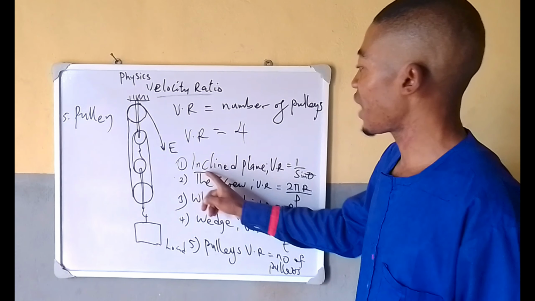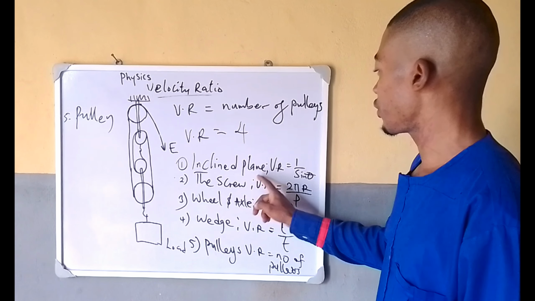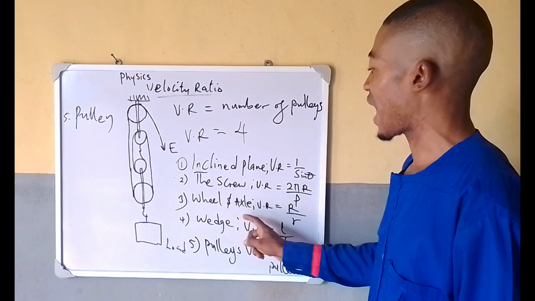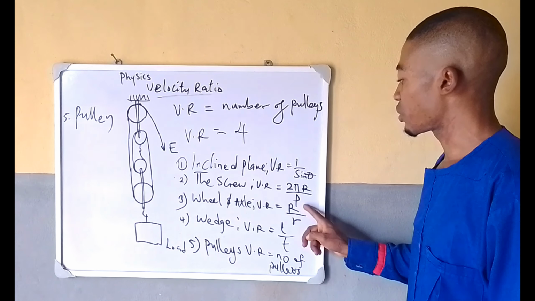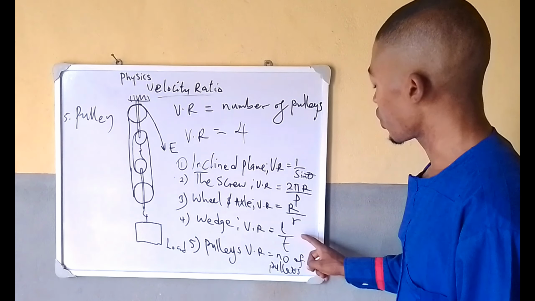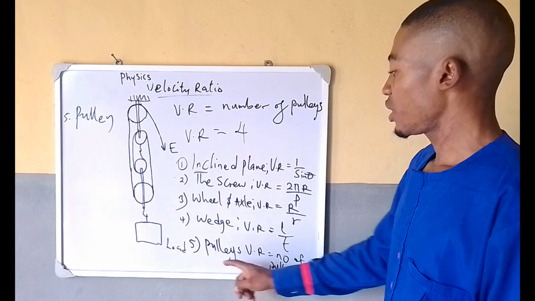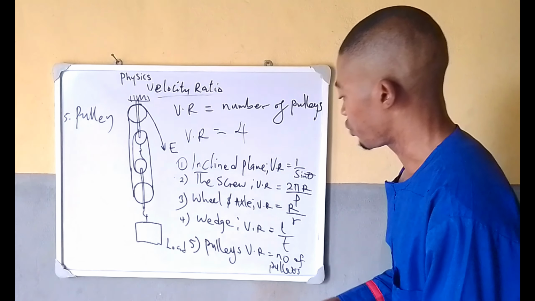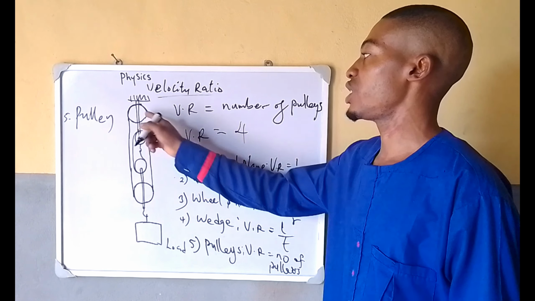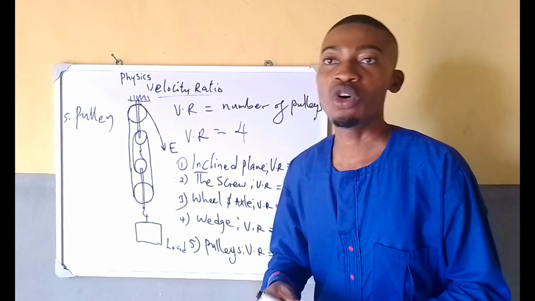You can see that the inclined plane, the velocity ratio is 1 over sine theta. The screw, the velocity ratio is 2 pi r over p. Wheel and axle, the velocity ratio is capital R over small r. The wedge, the velocity ratio is equal to slant height of the wedge divided by the thickness. Then pulleys, the velocity ratio of pulleys talks about number of what? Pulleys. Number of pulleys. If it is 4, the velocity ratio is 4. If it is 2, the velocity ratio is 2. And so on and so forth.